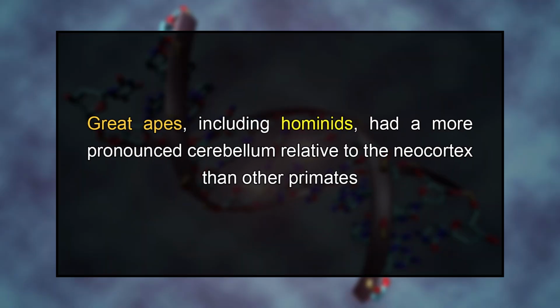The great apes, including hominids, had a more pronounced cerebellum relative to the neocortex than other primates. It has been suggested that because of its function of sensory motor control and learning complex muscular actions, the cerebellum may have underpinned human technological adaptations, including the preconditions of speech.